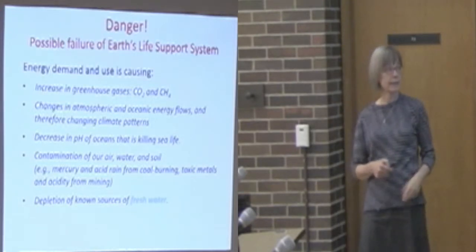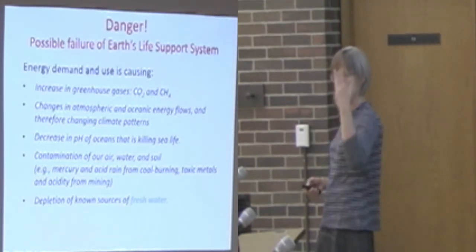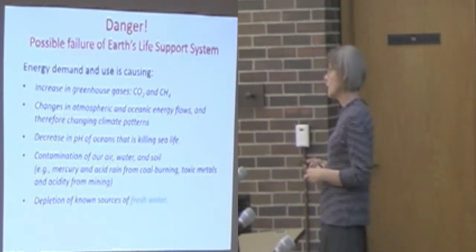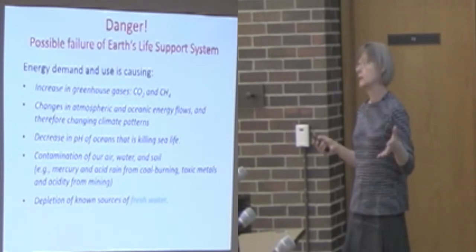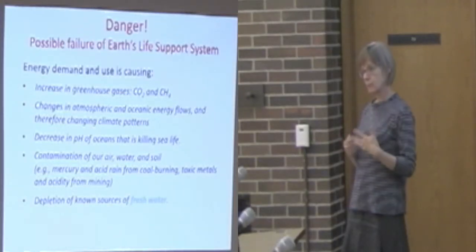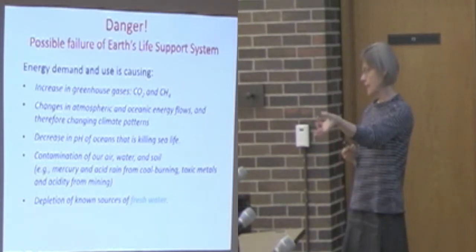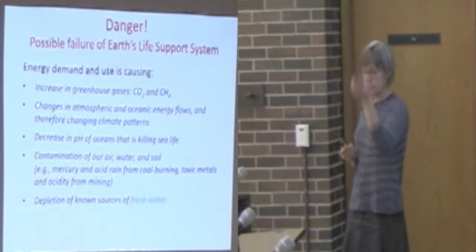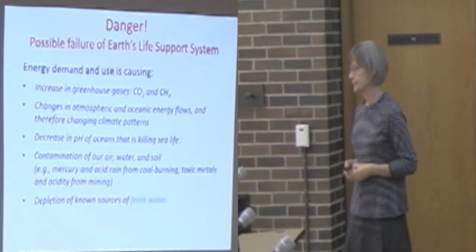We're contaminating the air, water, and soil. We burn fossil fuels, we're putting things into the atmosphere like mercury, we're making acid rain. We mine minerals, and mining often involves digging out minerals that have sulfide in them, and when you expose that to oxygen, it reacts with rainwater and oxygen and makes acid. It makes sulfuric acid, basically, in our water.